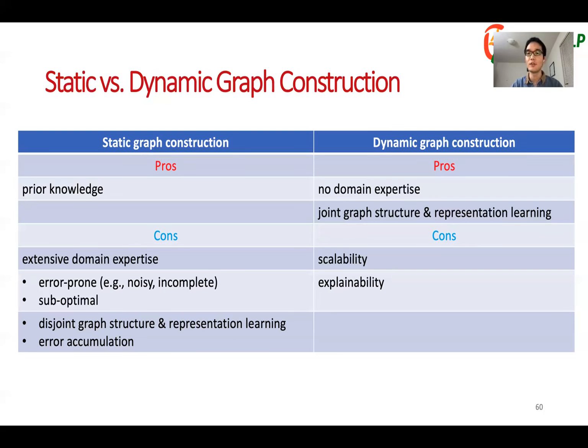Compared to static graph construction, dynamic graph construction is quite new and has not been extensively studied in the DLG4NLP area. Its advantages include requiring no domain expertise and the joint learning of graph structures and the representations. Currently, it has some disadvantages such as scalability and explainability, which are actually also some good future directions in this topic.